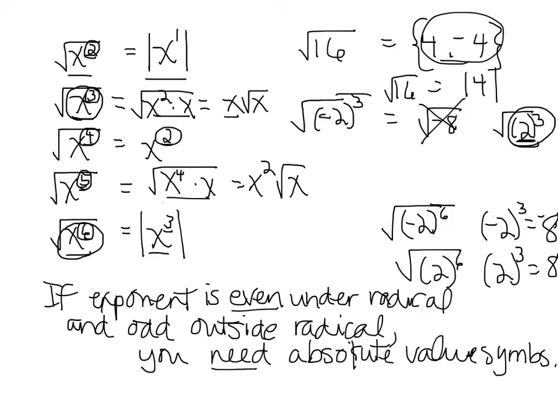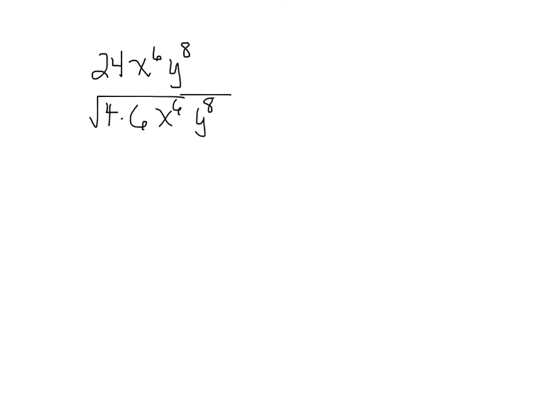Okay, so let's just try the square root of 24 x to the sixth, y to the eighth. Well, we know that 24 is 4 times 6, and that's x to the sixth, y to the eighth. So the square root of 4 is 2. The root 6 stays under here.